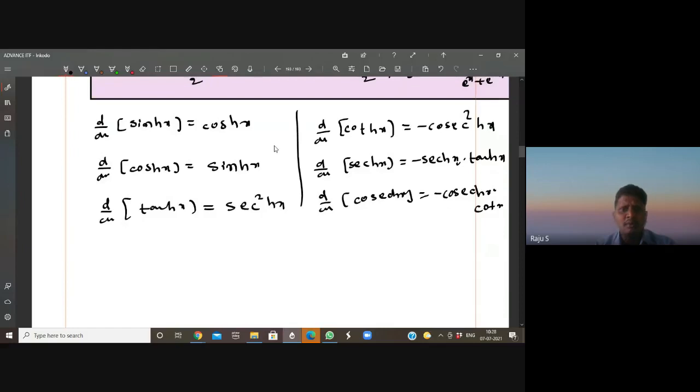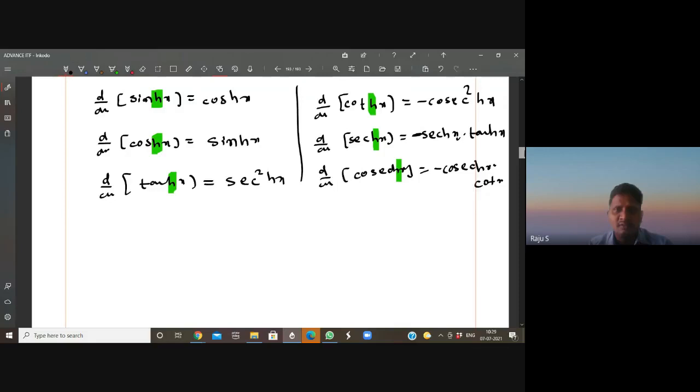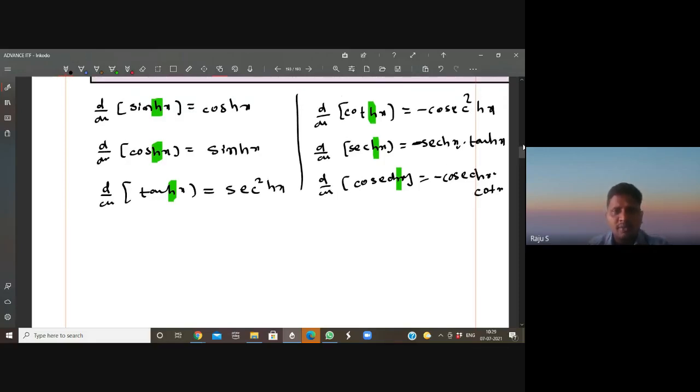See, what do you observe in this case? Whenever you see h here, it represents a hyperbolic function. In trigonometry, cos derivative will be negative, but in hyperbolic it is positive. In trigonometry secant is positive, but in hyperbolic it is negative. The first three are positive, the next three are negative. Is that clear?